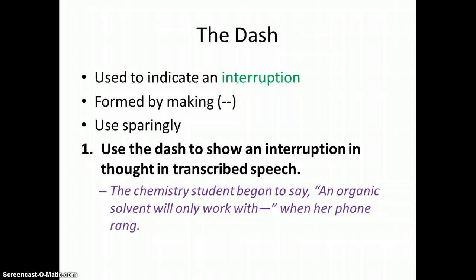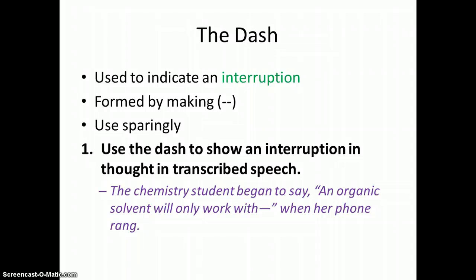Okay, so either an interruption in someone's speech or an interruption in the sentence. That's typically what a dash is used for. And we form a dash by making a longer piece of punctuation. In a word processing program, you use 2 hyphens. If you're writing it out, make sure that your line is a little bit longer than a hyphen.